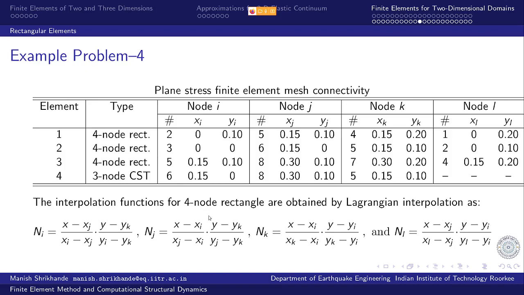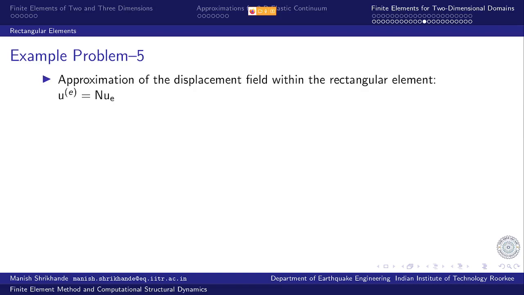The interpolation functions for the 4-node rectangle are obtained by Lagrangian interpolation, by just the product of linear polynomials, linear interpolation functions in x and y. So Ni is given by linear interpolation in x multiplied by linear interpolation in y, and Nj is similarly given by two respective linear interpolation functions. And triangular elements of course are defined by the natural coordinates or even by the standard formulation.